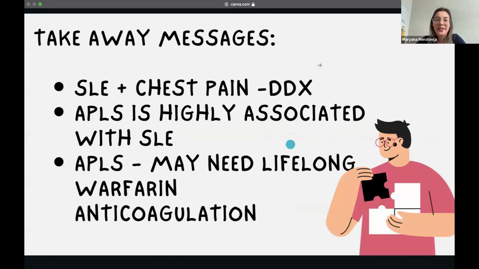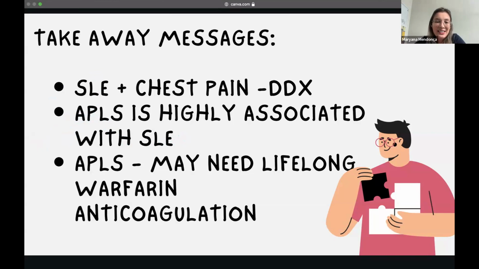All right, so here I have my takeaway message. That is, with lupus associated with chest pain, we can have a different approach to assess this patient. Of course, we can't forget to rule out the life-threatening conditions, but after that, you can assess in a different way. And APLS is highly associated with lupus. We can't forget that. So if a patient with a previous diagnosis of lupus appears with thrombotic events, you have to think of APLS as an associated diagnosis.